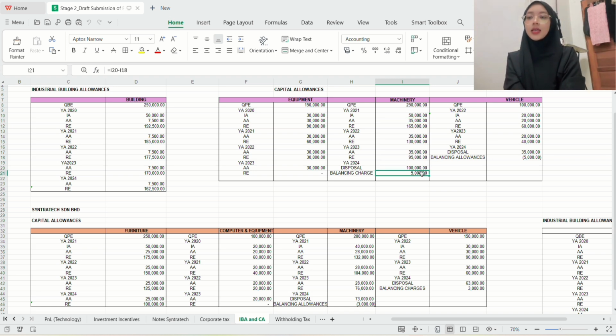In summary, industrial building allowance and capital allowance are crucial for managing taxable income and reducing tax liabilities for company. They ensure businesses can reinvest in operations while benefiting from tax relief. That's all for IBA and CA.